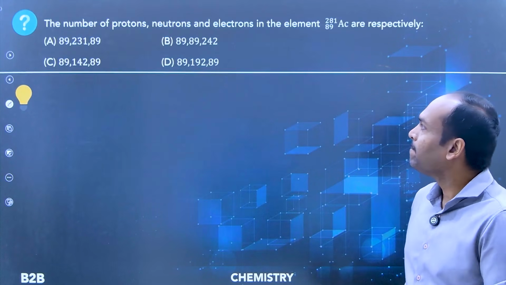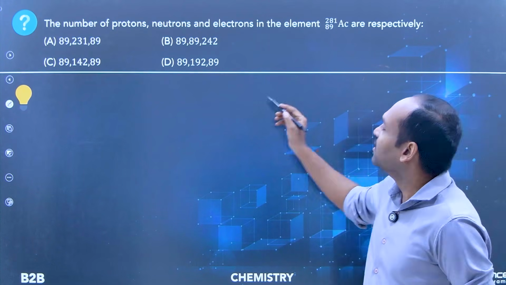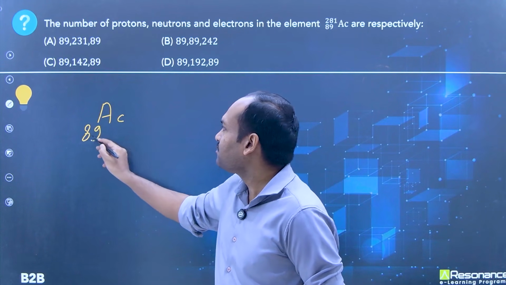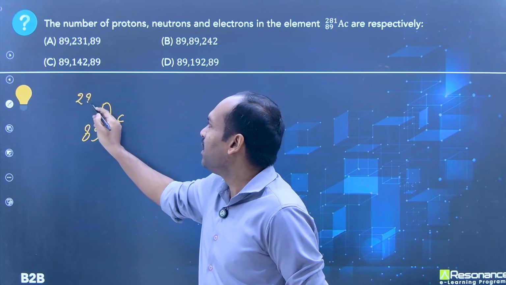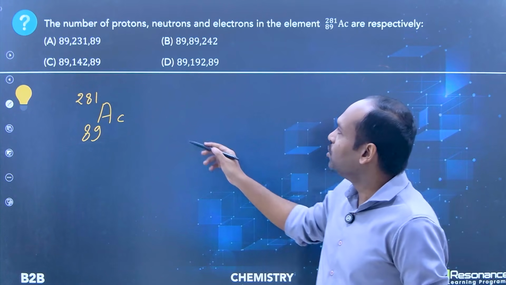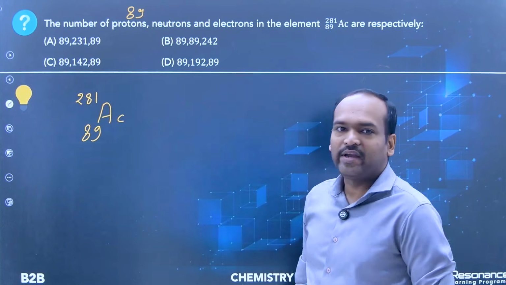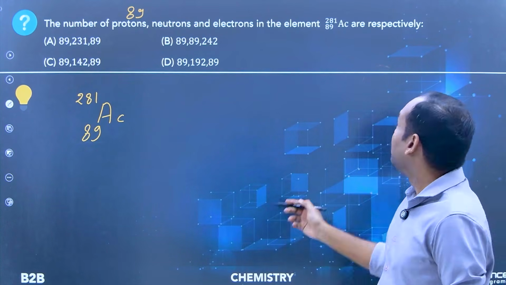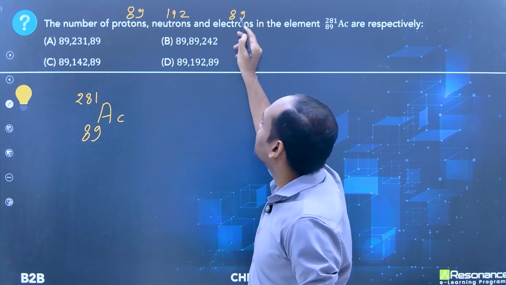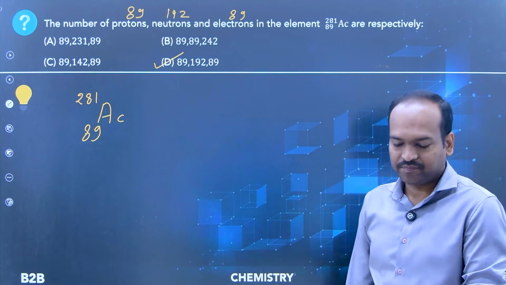Next. The number of protons, neutrons and electrons in this atom: atomic number 89 and mass number 281. So protons are 89. Neutrons are 281 minus 89, which is 192, and the number of electrons is also 89. D option.